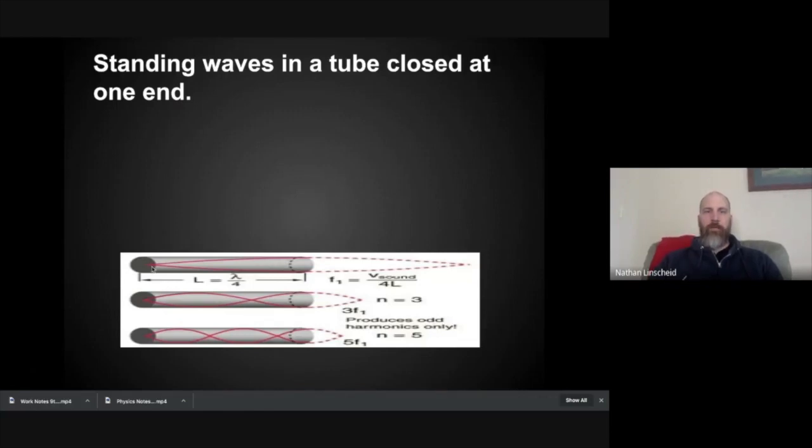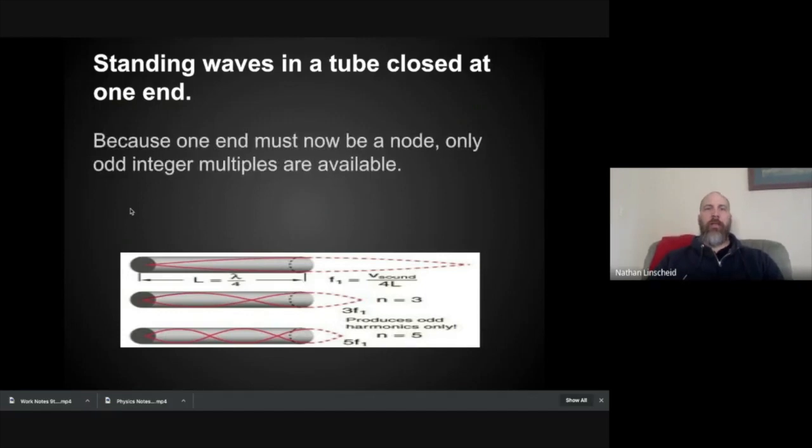Now, if you have a tube that you close at one end, suddenly you can fit a fourth of a wave in. You can have an antinode at an open end, but you have to have a node at the closed end because the particles of air cannot move there. That changes our equation, and it changes a few real world things about the notes that can be played. Because one end has to be a node, only odd integers are going to be available. That changes our equation to Fn equals Nv over 4L, and N can only be 1, 3, and 5 now. Remember in the other two equations, it was 2L.